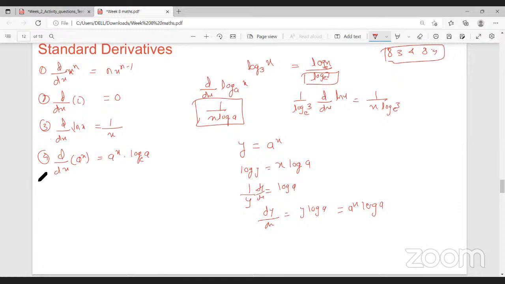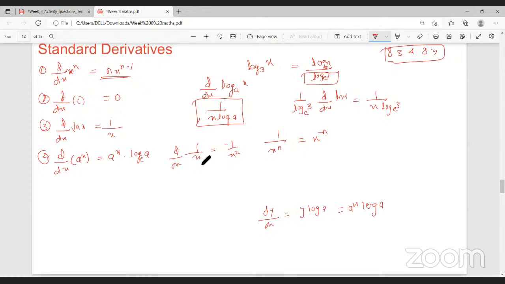Any standard derivatives except trigonometric ones? Sine, cos, tan, you know those, right? Sir, 1 by x to the power n? You can write it as x to the power minus n, then apply the same formula. Like the derivative of 1 by x will be minus 1 by x square. And 1 upon root x derivative will be minus 1 upon 2 x root x.